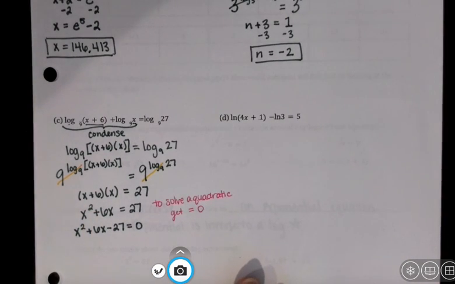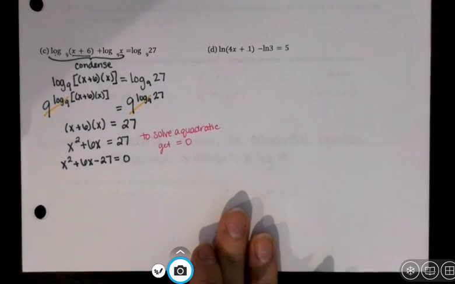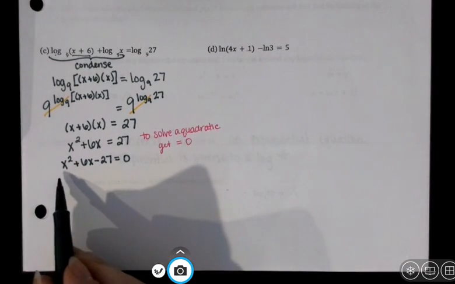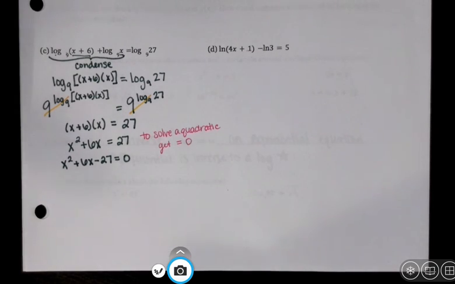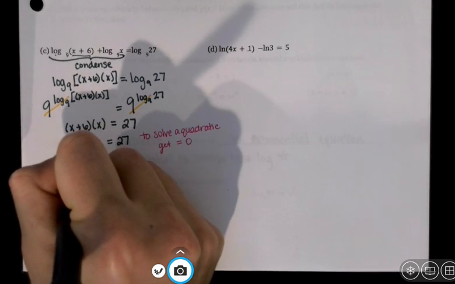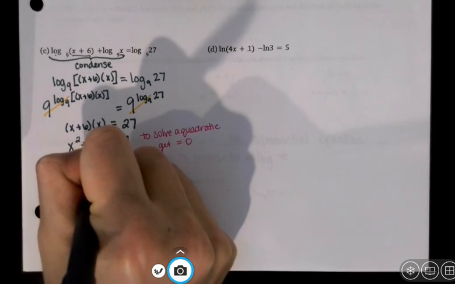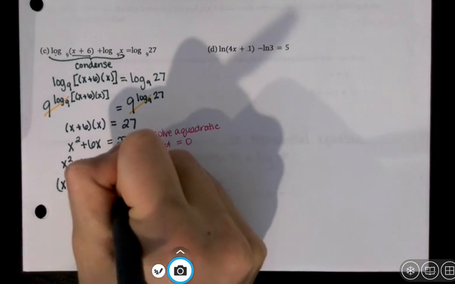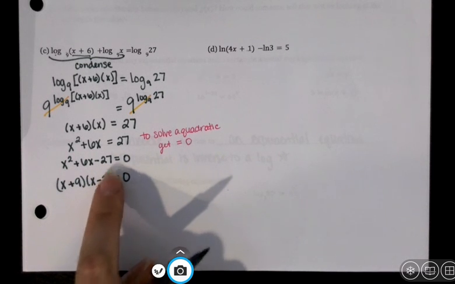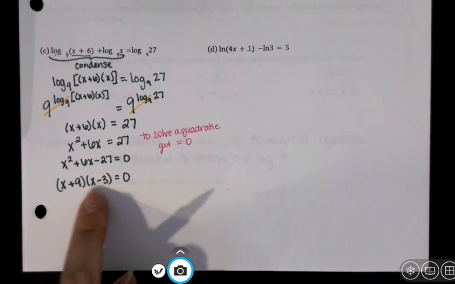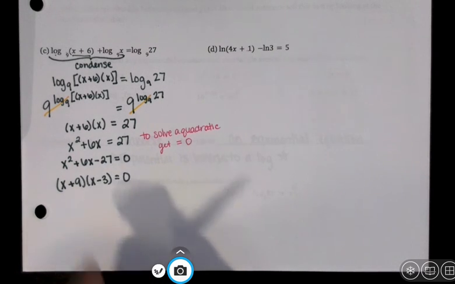Let's scoot this up a little bit more. To solve a quadratic, we can either factor it or use the quadratic formula. I'm going to factor it because I think I already know what pair of numbers it'll be. I'm going to have x plus 9 and x minus 3. Positive 9 times negative 3 will give me a negative 27. If I add 9 plus a negative 3, it will give me a positive 6. So that's where I got those two numbers from.